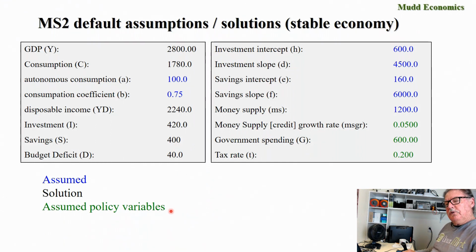And I've added a new color to emphasize that this is a policy-based model. Assumed policy variables include the money supply or credit growth rate. And by the way, I use those terms interchangeably. You can put this in the perspective of talking about the growth rate in the money supply. I actually prefer the more modern approach of referring to a growth in the credit supply, and it is a little different, one from the other. So we'll just arbitrarily call this whatever we want to call it. Government spending, of course, is part of fiscal policy, and so that is a policy variable that we control. And obviously the tax rate is a policy variable that we control.